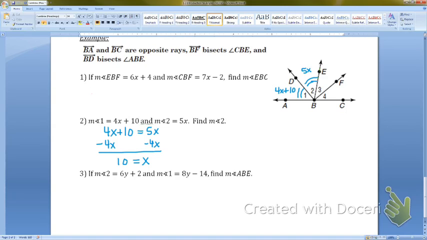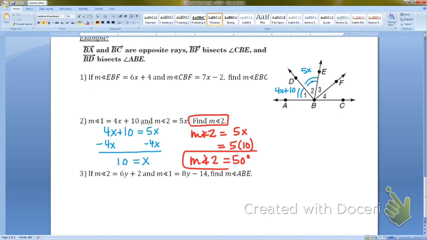But notice they didn't ask for us to find x, they asked us to find measure of angle 2, so we can't just stop there. We know that the measure of angle 2 is 5x. So we can plug our value for x in. And the measure of angle 2 is 50 degrees. All right, I'm going to give you a few minutes to work on number 3. I want you to try it on your own, and then I'll come back and we'll work it together.